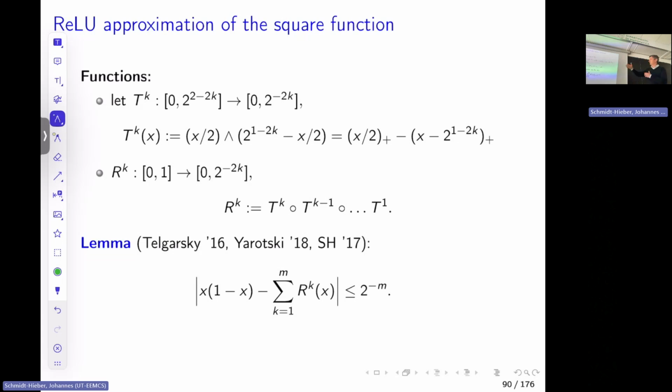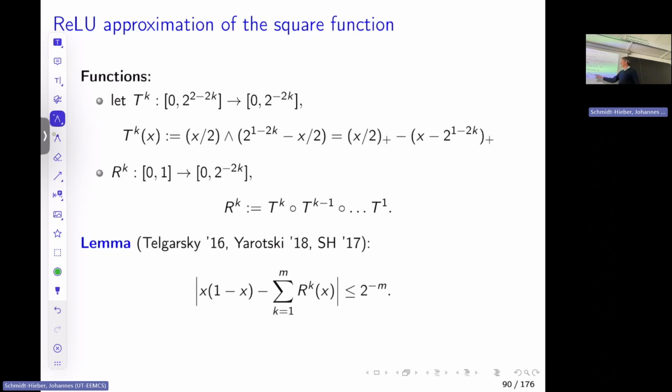And because of all these explosions that can happen with depth. And now we define R_k to be the composition. Before it was T composed with T and so on. And now we compose a T_1 with T_k in this way. And the thing now is that this R_k has a very good approximation of the half circle. Okay, so if we sum these R_k from 1 to m, then we get an approximation error for the half circle, x times 1 minus x, that is of the order 2 to the minus m.